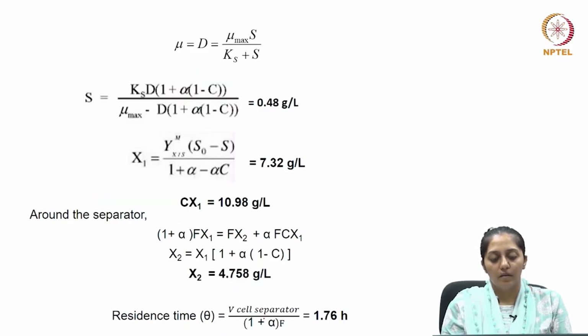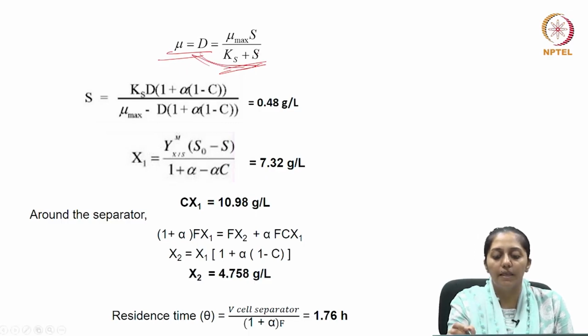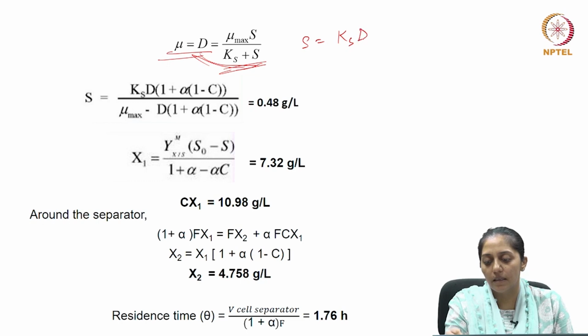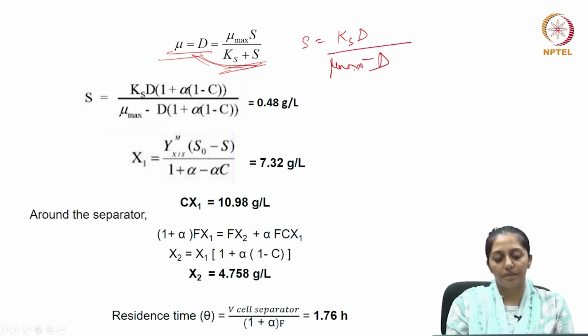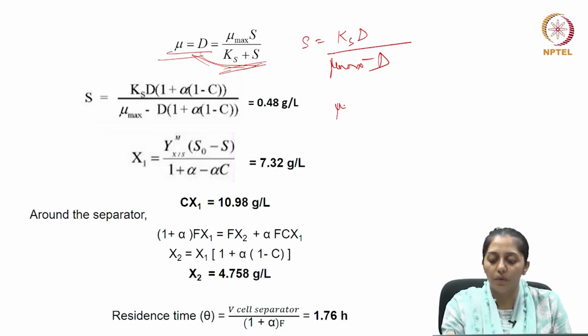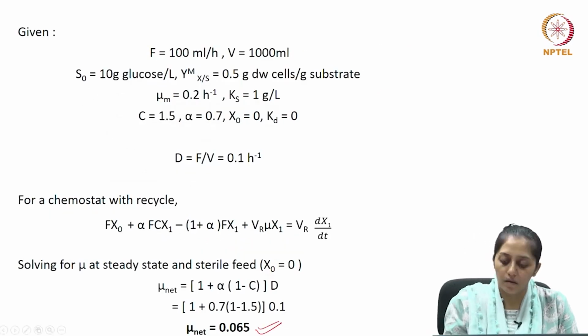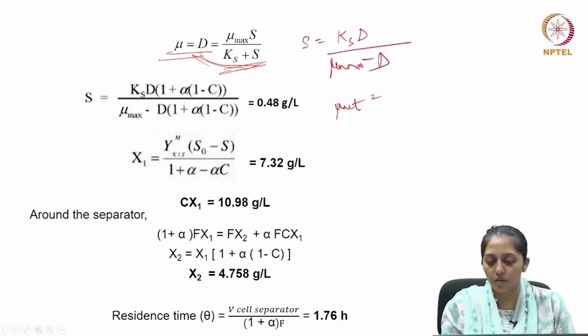Then, assuming that the specific growth rate of the culture follows Monod's model, if you remember, for a chemostat without cell recycle, mu was equal to mu max S upon Ks plus S, which is equal to D at steady state, and the rearrangement would lead to an expression to determine S in terms of the dilution rate, which used to be Ks D upon mu max minus D. However, in this case, if you do the rearrangement, mu net equals, the expression is, 1 plus alpha times 1 minus C into D.